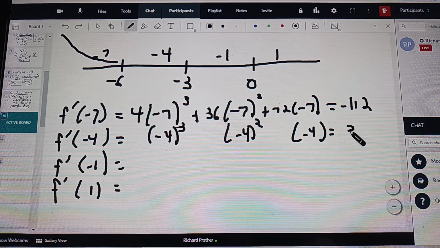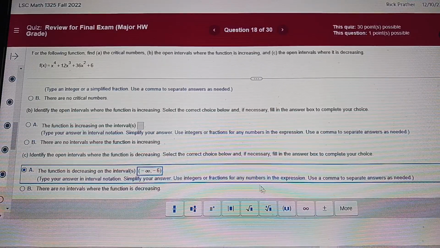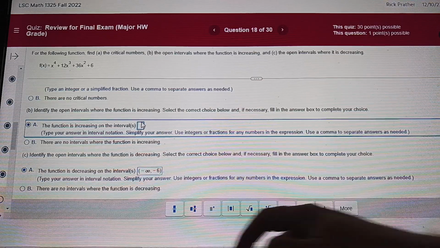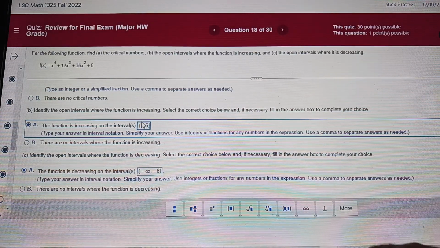So it did switch from negative to positive. That's another idea that's taught on the next problem, I think. But all we care about right here is between -6 and -3, the graph is increasing. So between -6 and -3, I have an increasing portion of my domain.